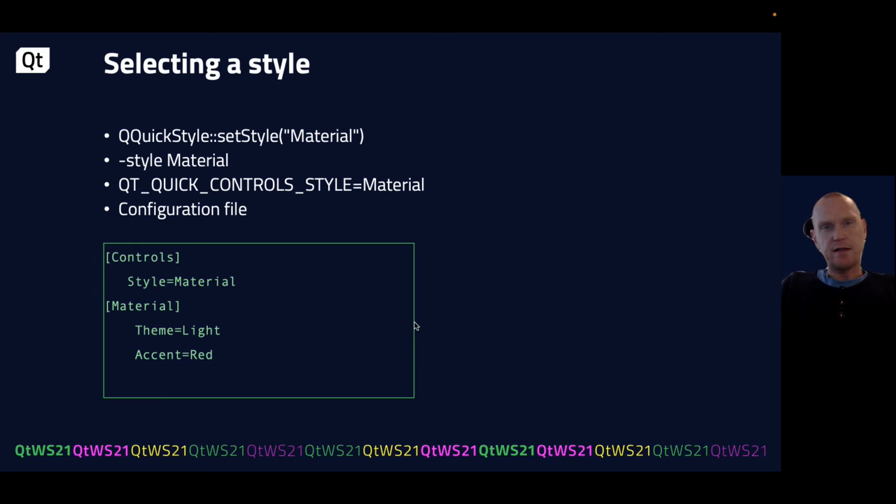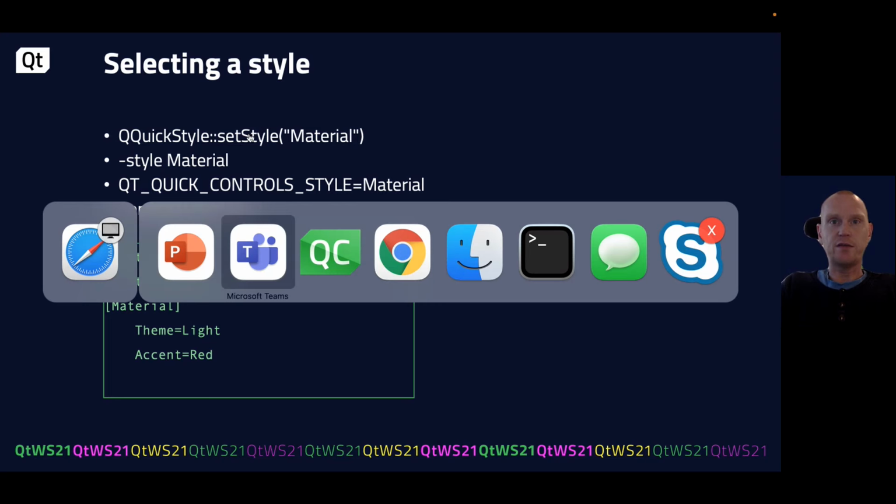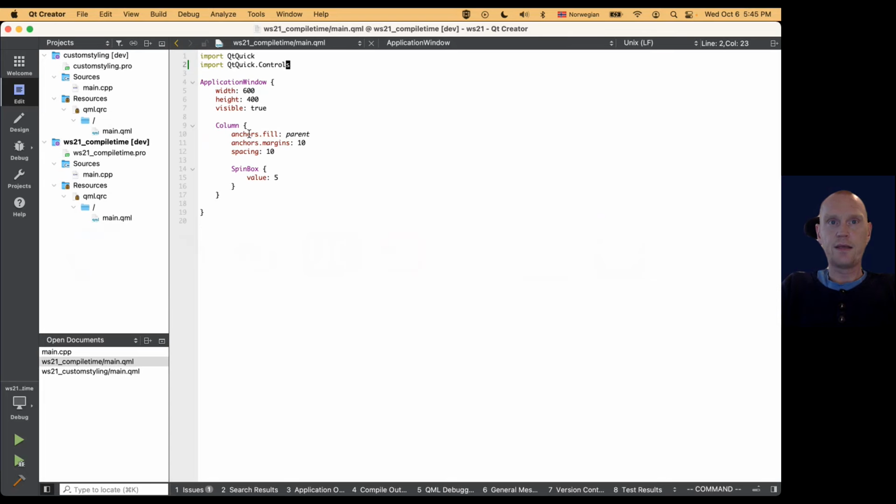There are many ways of setting a style in Controls 2, depending on how flexible you want your application to be. I have listed most of them here. You can go all the way from hard coding the style in your main function by using this set style call, to providing a configuration file that lets you set individual properties per style. But all those ways have in common that the style is chosen at runtime. And this actually has a performance penalty in the QML engine. But with Qt 6, there is a new way that lets you specify a style already at compile time. And I'll quickly jump into Qt Creator and show you how you can activate that path.